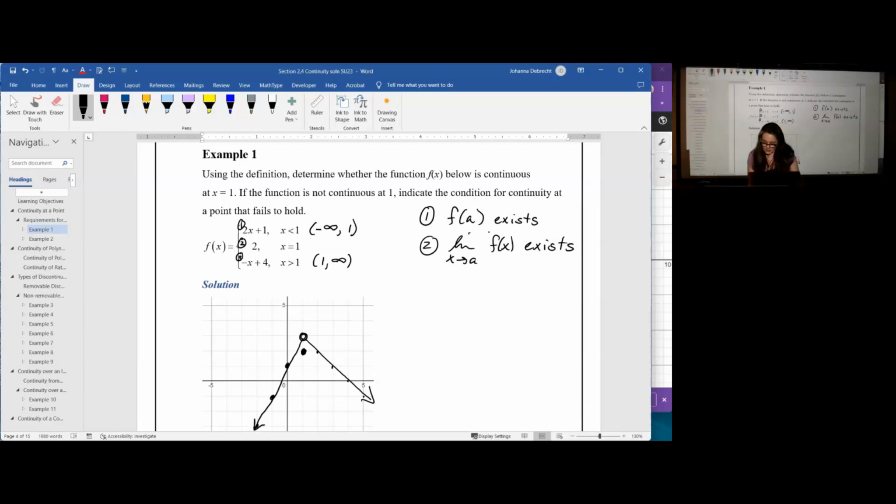What about the third condition? The third condition is that the limit as x approaches a of the function f of x must equal f of a. And this is where this one fails. It fails rule 3. Let's go on and take a look at another example with a piecewise defined function.